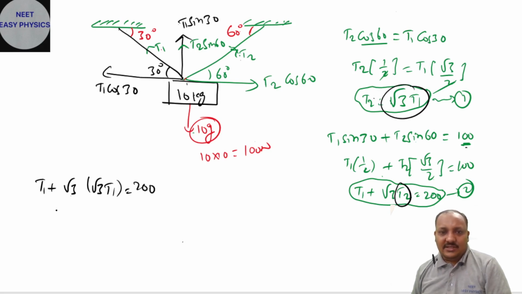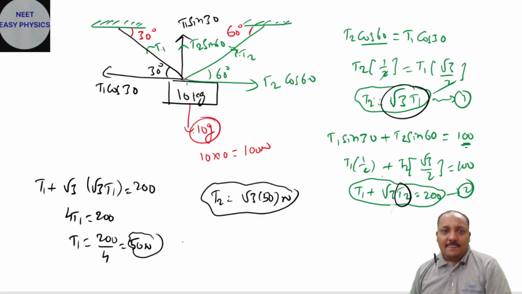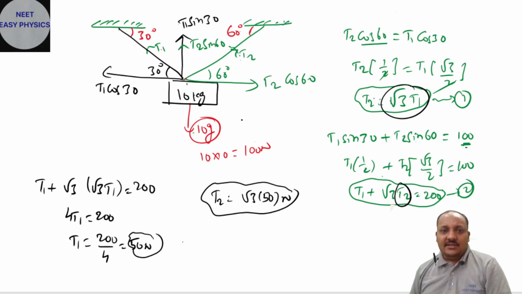Root 3 into root 3 is 3. So T1 plus 3 T1, that is 4 T1, is equal to 200. Then T1 is equal to 200 by 4. So T1 is 50 newtons. Once we have T1, what is T2? T2 is going to be root 3 into 50, so 50 root 3 newtons. So like this you can solve very easily. In vector notation also, this type of problem you can solve very easily by taking the resolution of components and equilibrium position. Okay, I hope you people understood. Thank you.